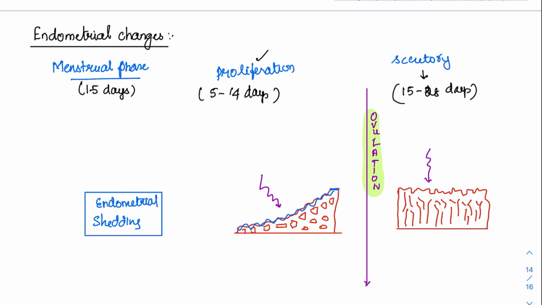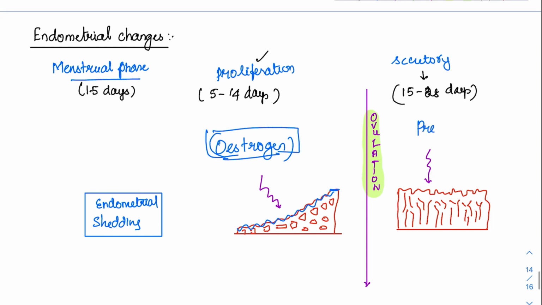And what is the most important hormone responsible for this? Estrogen is the most important hormone, which is very essential for the proliferation phase. Then coming to the secretory phase, progesterone starts to act, but again estrogen also helps, but predominantly progesterone starts to act.